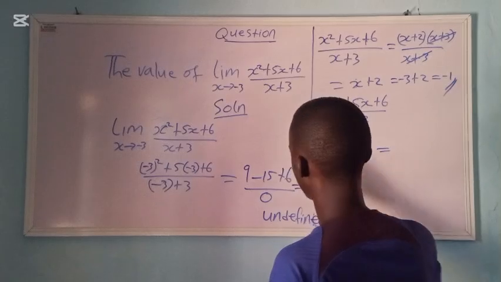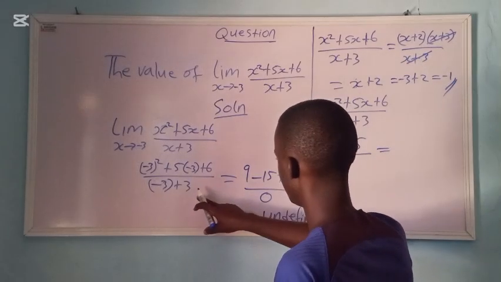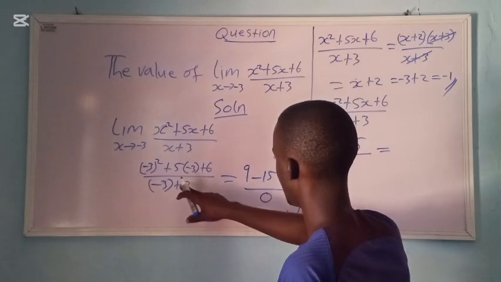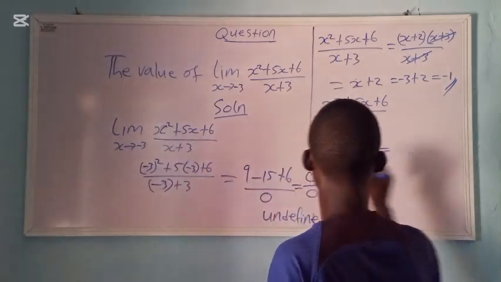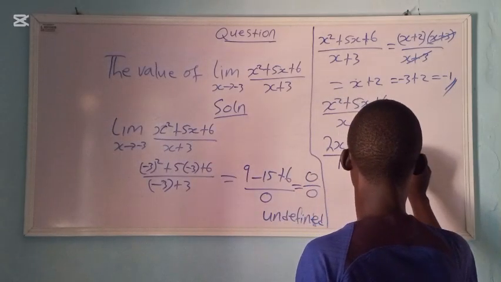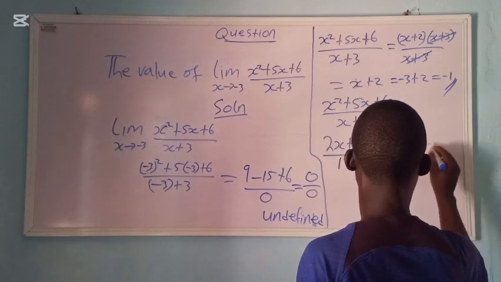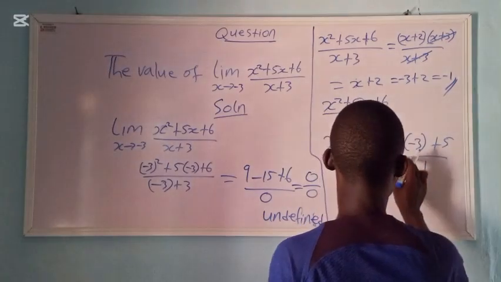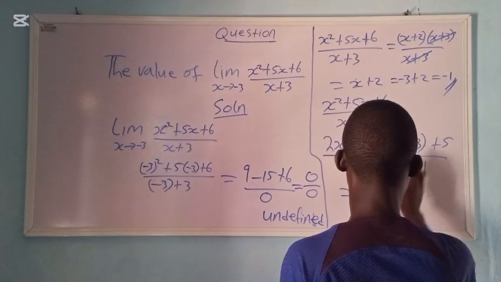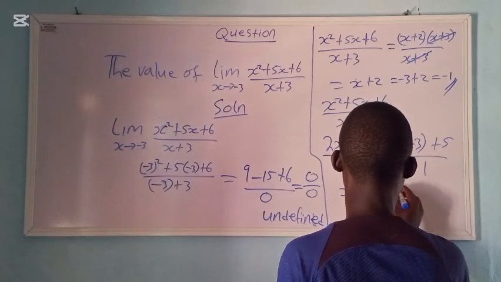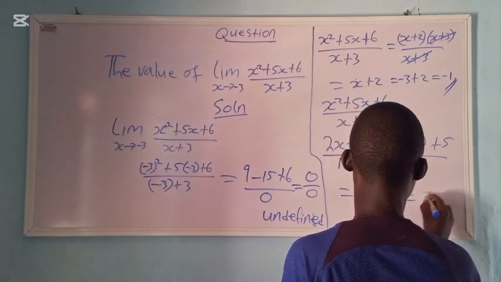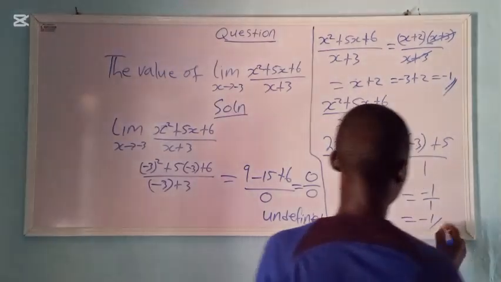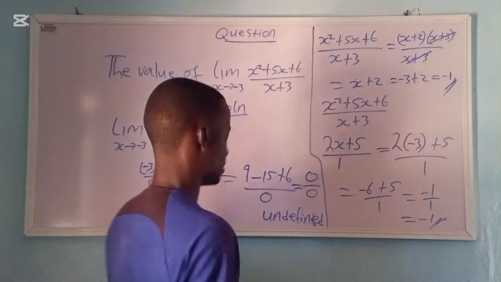So now let's substitute and see. Minus 3. Let's put it into it. You have 2 times minus 3 plus 5 all over 1, so it's equals to. Now 2 times minus 3, we have minus 6 plus 5 all over 1, which is equals to minus 1 all over 1, which is minus 1. You have minus 1 as the answer.